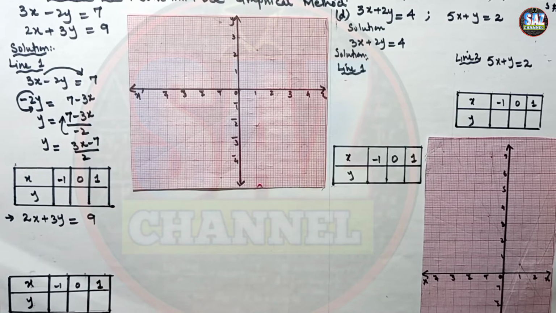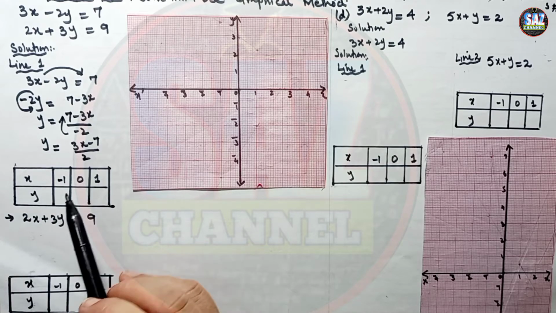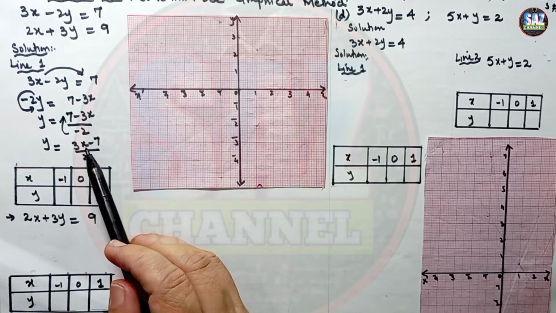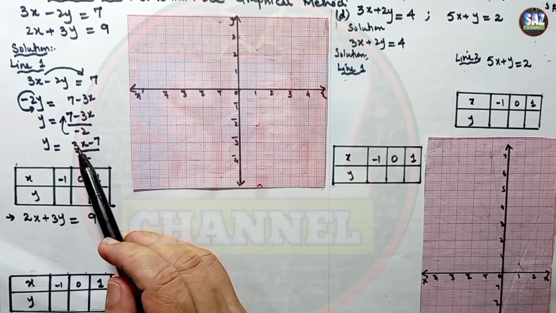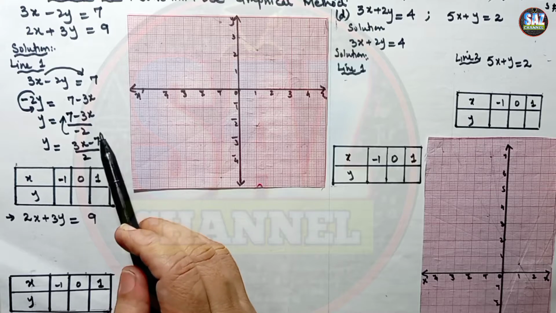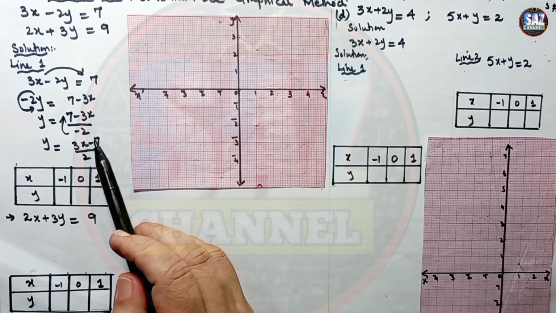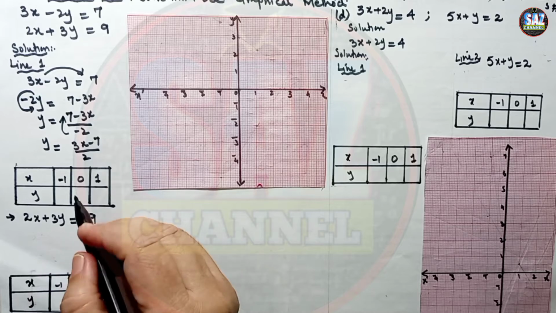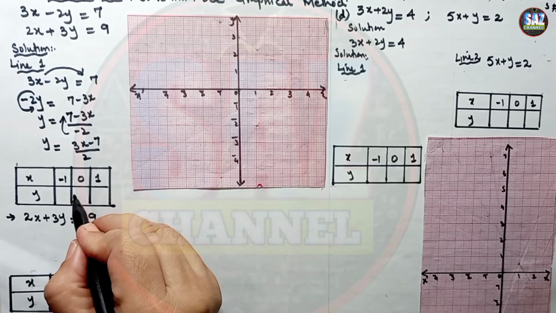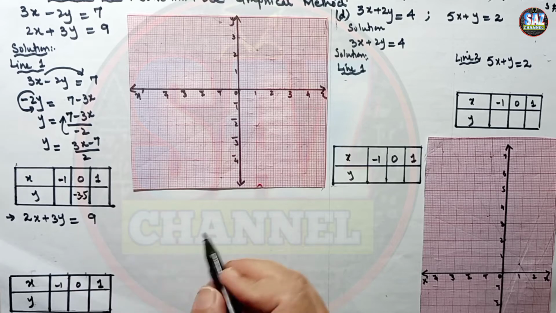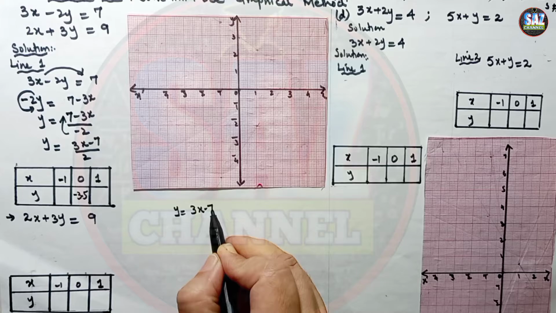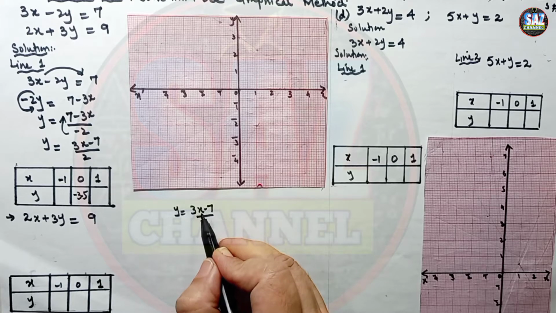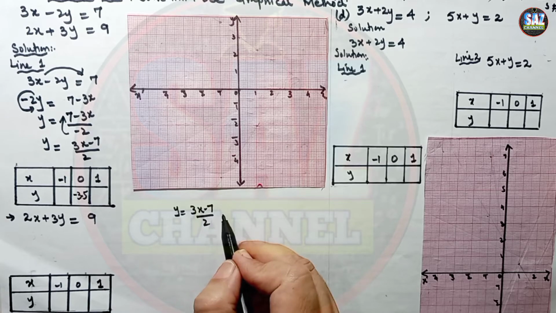Now in order to plot the graph, I have to take certain values of x and I have to put those values of x in the given equation, and I have to get the values of y. Suppose when I'm putting x value 0 here, my y value will be minus 7 by 2, and minus 7 by 2 is minus 3.5. So my first value will be minus 3.5. Y equals to 3x minus 7 by 2, and I'm replacing x by 0 here, and my answer is minus 3.5.